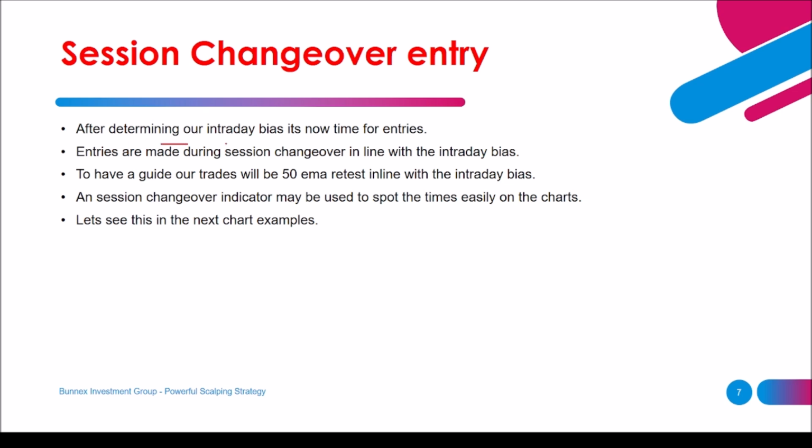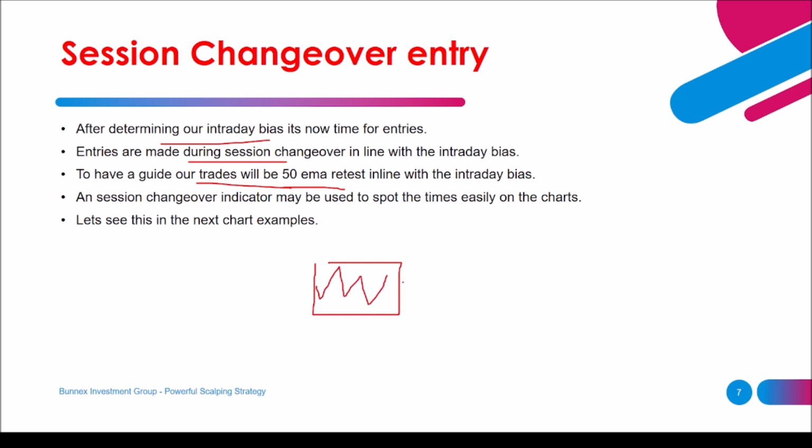So after determining our intraday bias, it's now time for entries. And entries are made during the session changeover in line with the intraday bias. So to have a guide, our trades will be 50 EMA retest in line with the intraday bias, but during the session changeover, right?